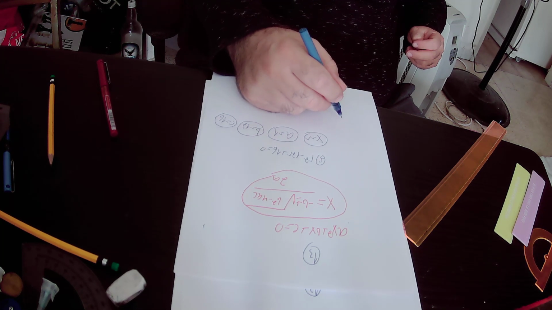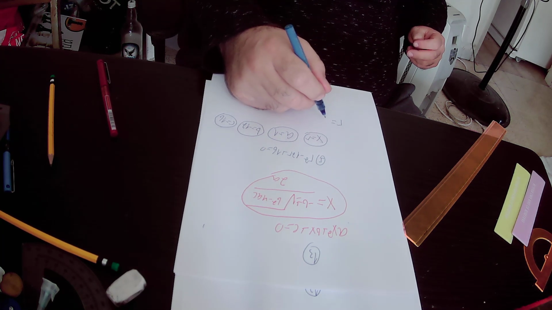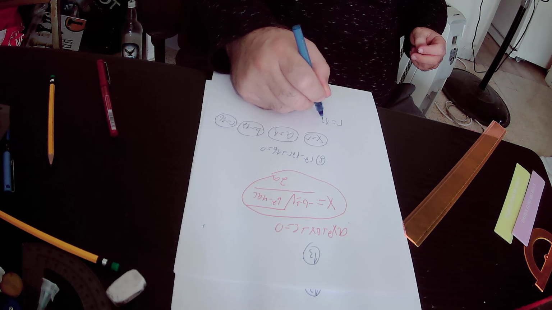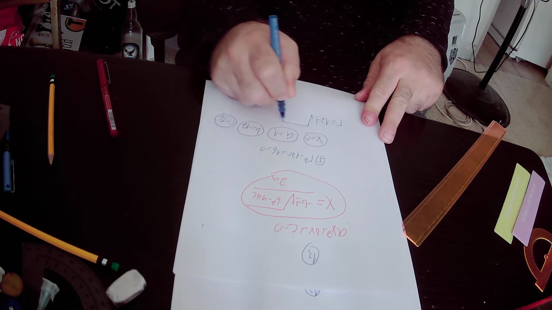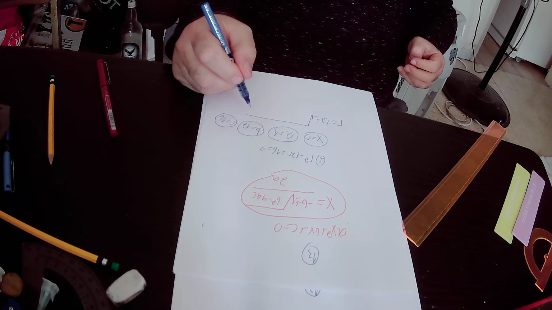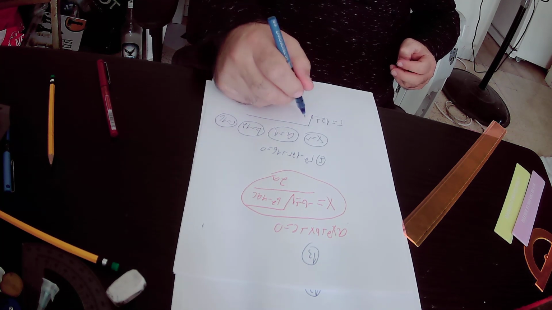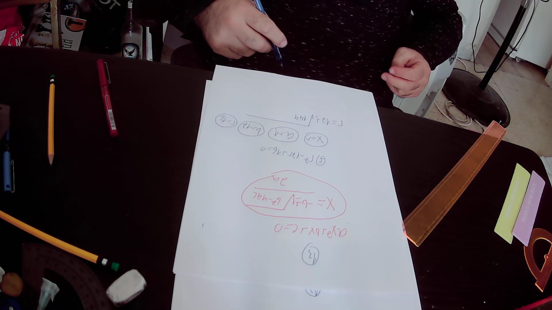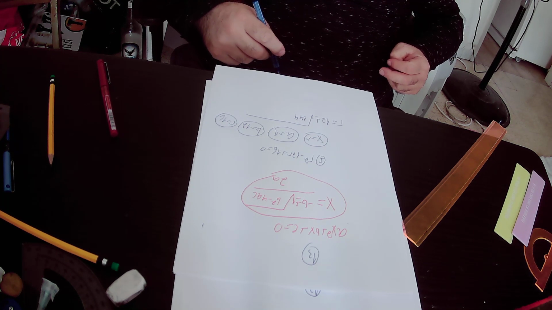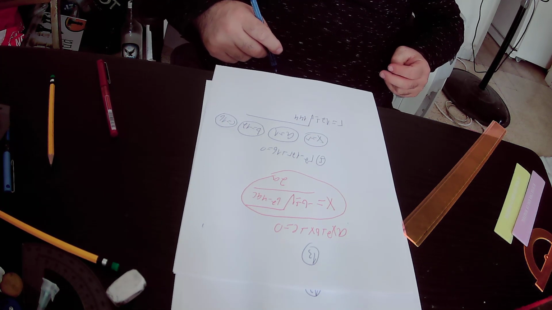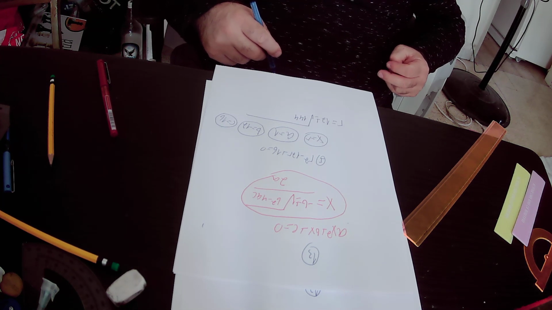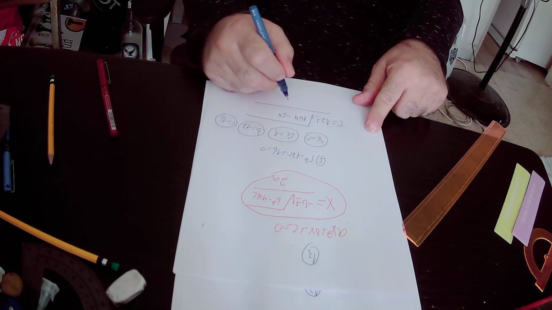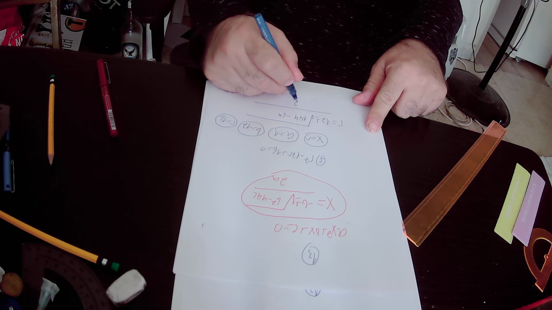So x equals to r, so r equals to minus b, b equals to minus 12, so minus minus 12 is plus 12, plus minus root of b squared, b equals to minus 12, so minus 12 squared is 144, minus 4 times a, a is 1, so minus 4 times 1 times 16 is minus 64, and all divided by 2a, that is 2 times 1 is 2.